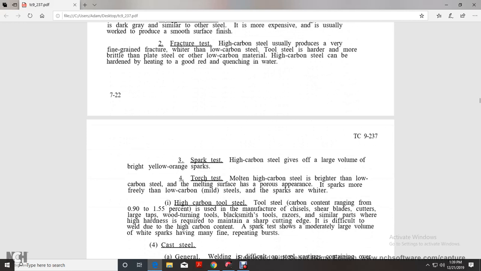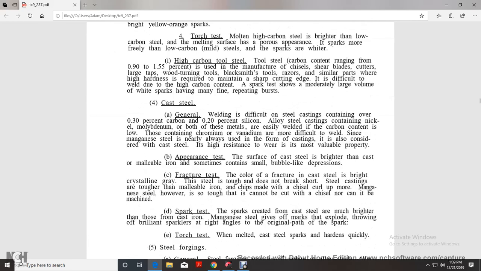Spark test: high carbon steel gives off a large volume of bright yellow orange sparks. The torch test: molten high carbon steel is brighter than lower carbon steel, with pores appearing in the melting surface. The sparks fly more freely than with low carbon mild steel, and the sparks are whiter. High carbon steel testing.